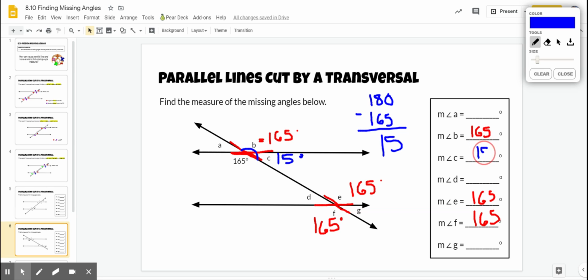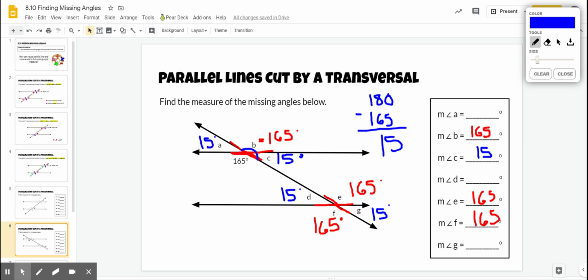Go ahead and see if you could find the measure of the last remaining angles, angle A, angle D, and angle G. Okay, so one of the first things I saw here was that angle C and angle A are vertical. So if C measures 15 degrees, this one over here is going to be 15 degrees. And then I could come down here and find those corresponding angles on my diagram down here. So we know that D is 15 degrees and G is 15 degrees.